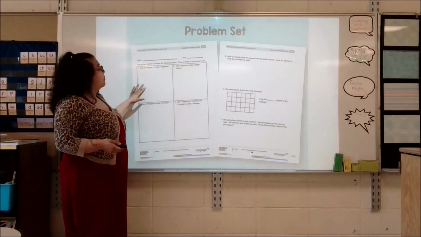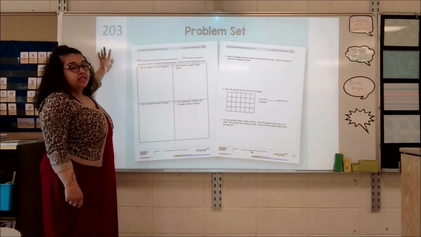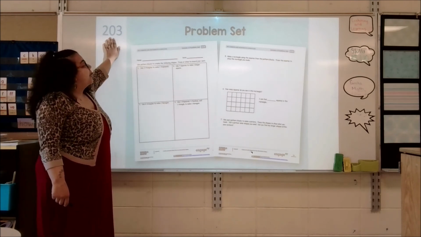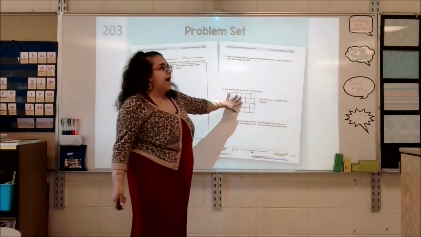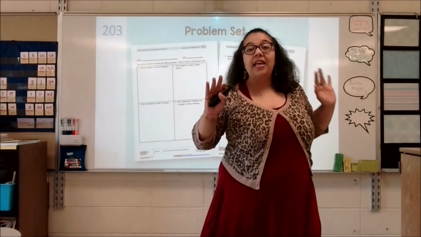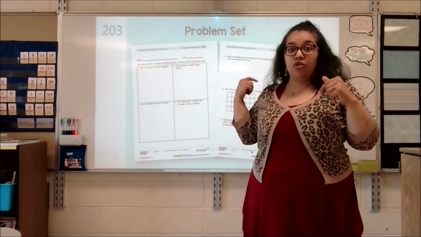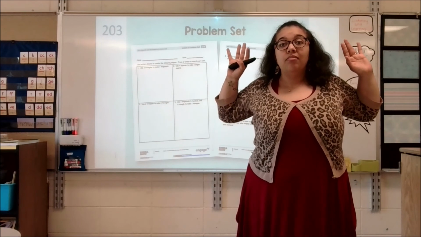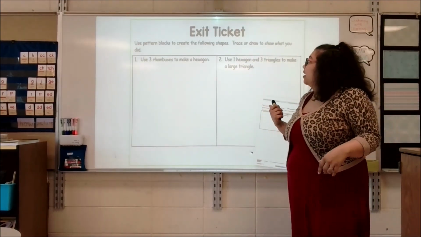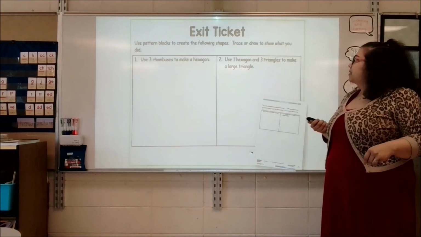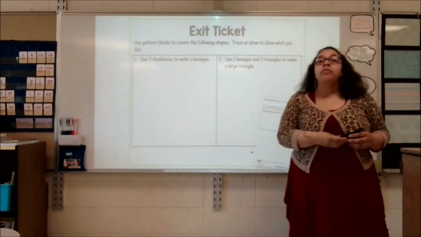So yes, you're going to be completing your problem set, and I did say completing your problem set. That is in your blue trim learn book, found on page 203. That is the front, and then there's also the back. So front and back. For your problem set, leave your Nearpod. After the video, there's a slide that shows you a picture and repeats the page number and everything. Leave it there. Do your problem set. Come back. Complete your exit ticket. You can use 3 rhombuses to make a hexagon, and then you're going to use 1 hexagon and 3 triangles to make a large triangle.